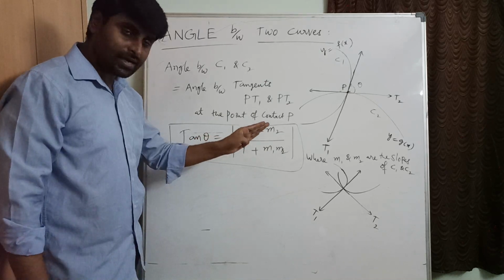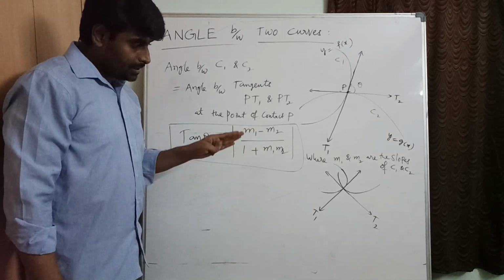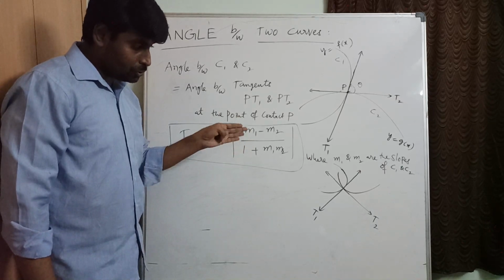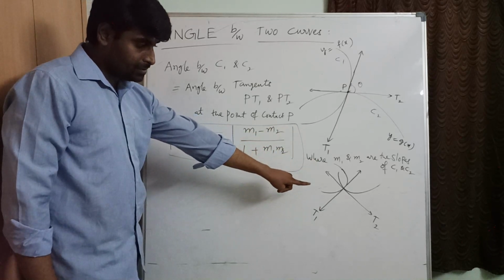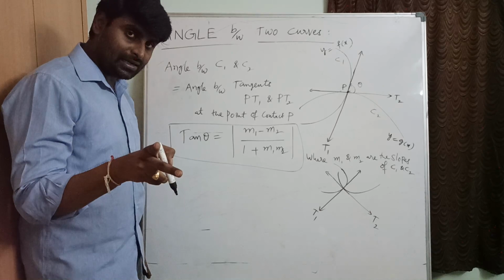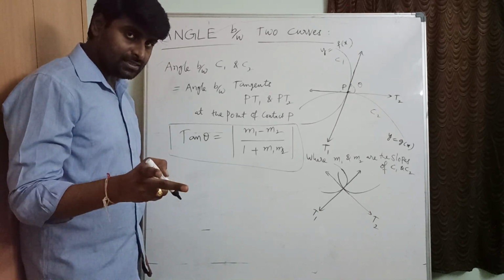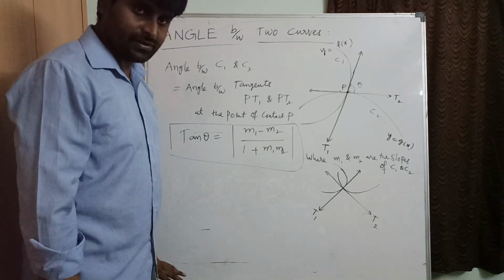Curves are going to cut orthogonally. Whenever curves are said to cut orthogonally, the angle between those two tangents is 90 degrees. Means whenever two tangents are perpendicular, the product of slopes is -1. M1 M2 equals -1. Clear? This point is very important.